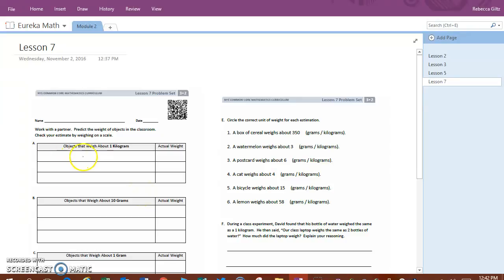Your job is to find at least 2 objects that weigh about 1 kilogram. Unfortunately, we don't have the best scale, so the actual weight might be a little bit more complicated. But if you can get some ideas on there, that's what we're looking for. Then you're going to go around and find objects that weigh about 10 grams. There's a small bag labeled 10 grams that will be on that table as well. Finally, on that front side, you're looking for objects that weigh about 1 gram.